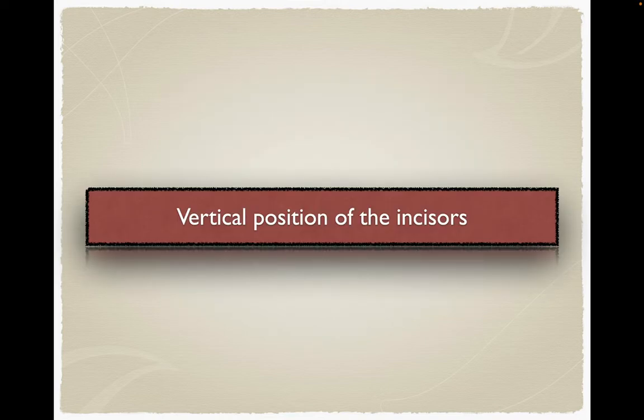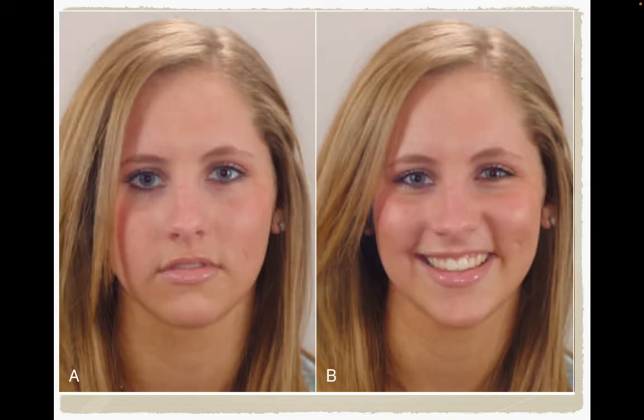So now we are done with the AP position of the incisors. We move to the vertical position of the incisors. So this is a photo taken from Prophet as well. As you can see, during rest, the patient should show 3 to 4 millimeters of the upper incisors, while during smiling, it should show the full clinical crown plus 1 to 2 millimeters of the gingiva.